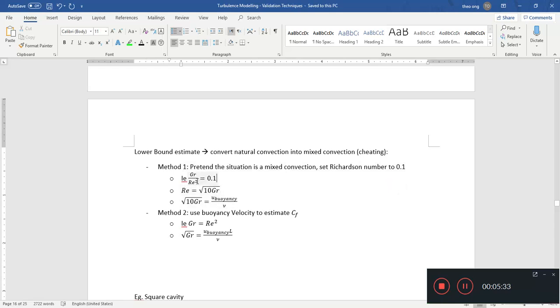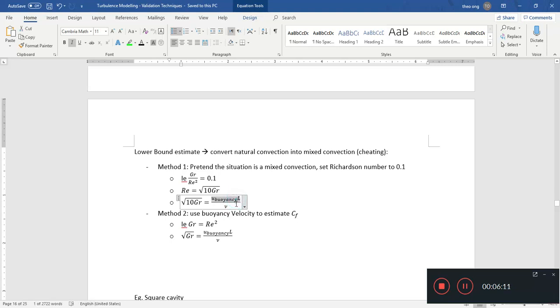Remember, Richardson number is actually the ratio of the Grashof number over the Reynolds number squared. And if we get a Richardson number low enough, that means forced convection dominates. So the Reynolds number equivalent is basically 10 times the square root of the Grashof number. And we know Reynolds number is u times some length scale over nu. So the relevant velocity here is called this buoyancy velocity.